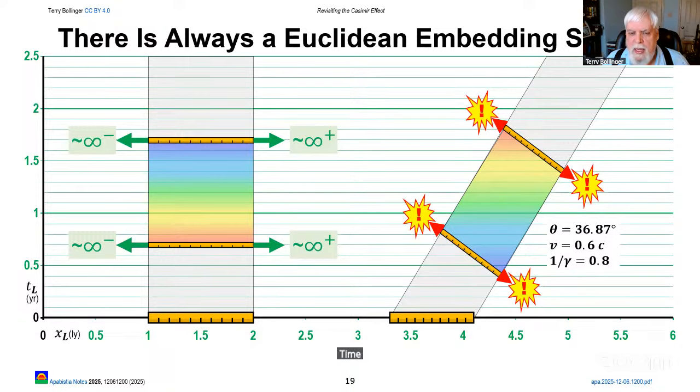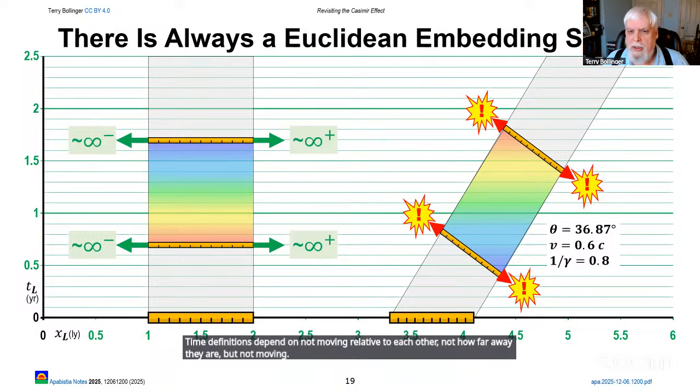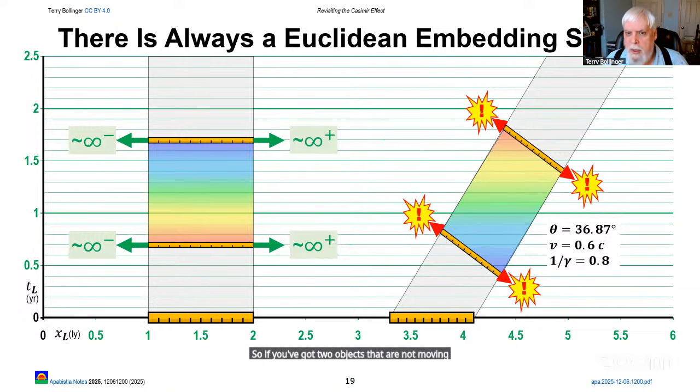Time definitions depend on not moving relative to each other, not how far away they are, but not moving. So if you got two objects that are not moving relative to each other, and they're 10 galaxies away from each other, it doesn't matter. You can consider those to be part of the same inertial frame. So it's a little subtle point that you want to be careful about, that how large is the area of things in which you have things that share that commonality.